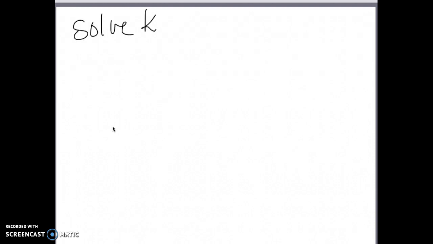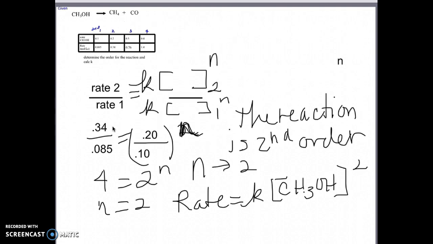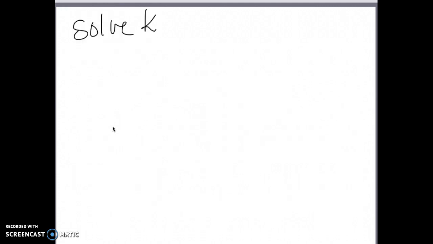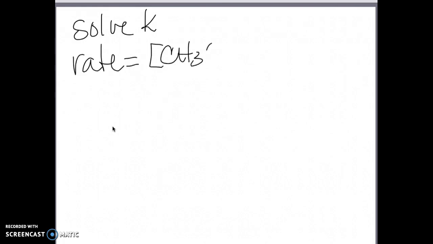You solve for little k by taking one of the data points up here. Let's just say we're going to look at trial number 1. We're going to take that data from trial number 1 and plug that in to solve for k. So I can say that rate is equal to k times the concentration of CH3OH to the nth power. Oh, and there's that little k, it should be right in there too. So now I'm going to plug in. I do know what the rate is.